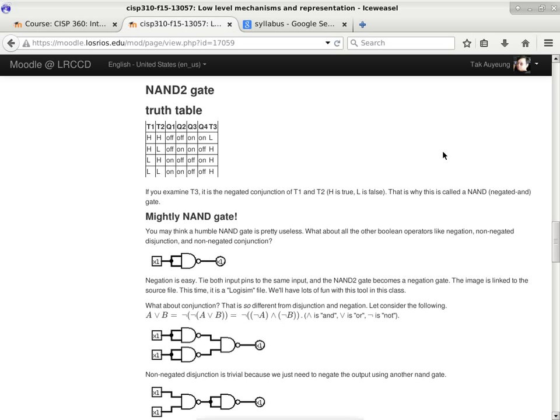This is how we can do a regular negation. This is just negation. What is negation? What is the not or the exclamation point in C++? It's just negation, right? Not 0 is 1, not 1 is 0. That's how we do it. All you have to do is hook up the input to both of the inputs of a NAND 2 gate. That's all you need.